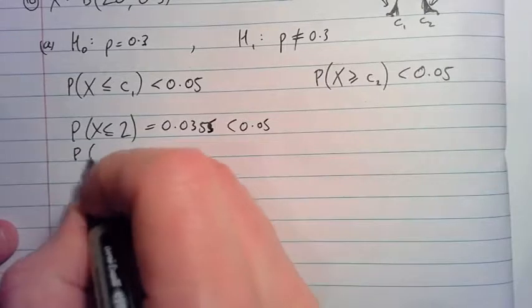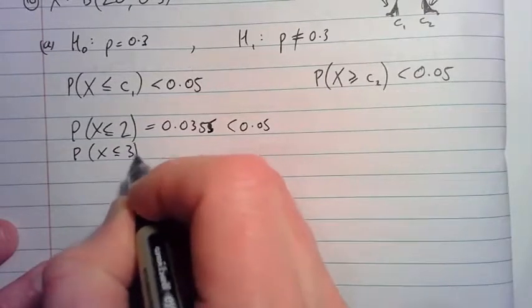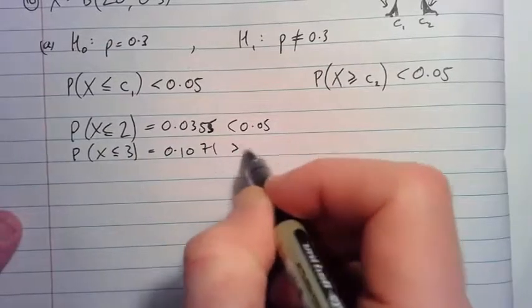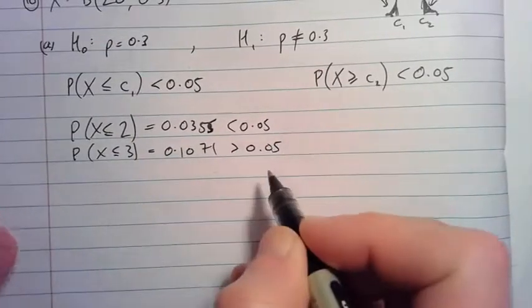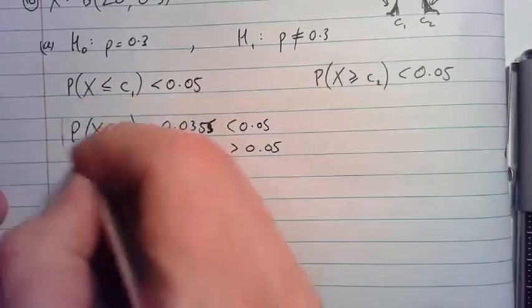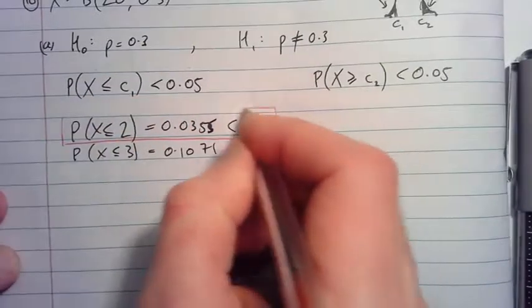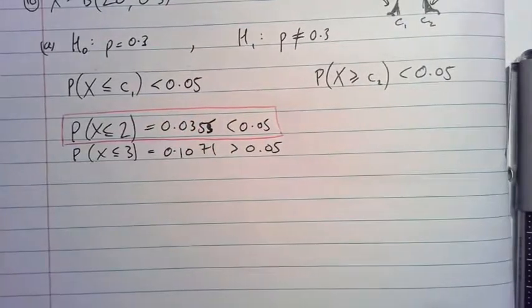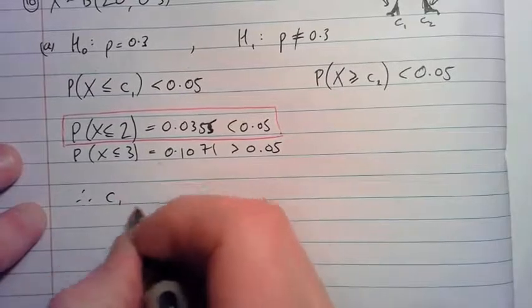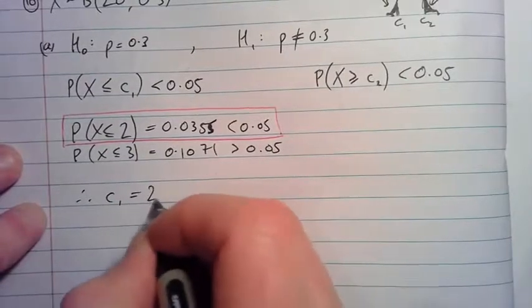If you want to justify that, you could also write down the probability that X is less than or equal to 3 is 0.1071, which is more than 0.05, so that's not allowed. Hence, this is the one we are interested in. Therefore our first critical value at the lower end is 2.